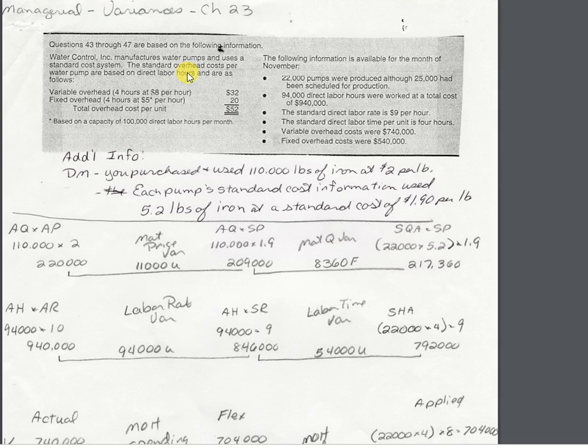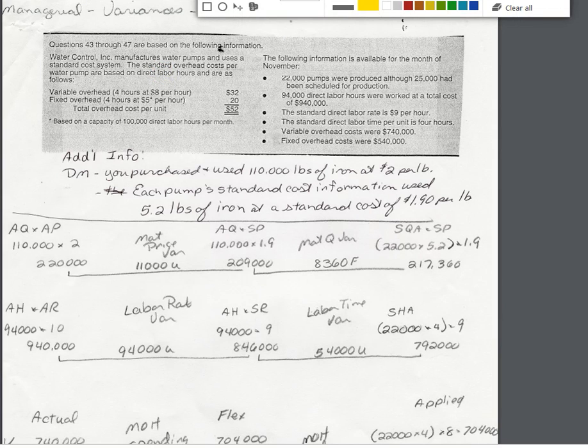So Water Control manufactures water pumps and uses a standard cost system. The standard overhead cost per water pump is as follows, based on direct labor hours. So right there, I know my base is direct labor hours. So I know that my formula for overhead is estimated manufacturing overhead divided by your estimated base gives you your rate. Okay? And my base right there is direct labor hours.